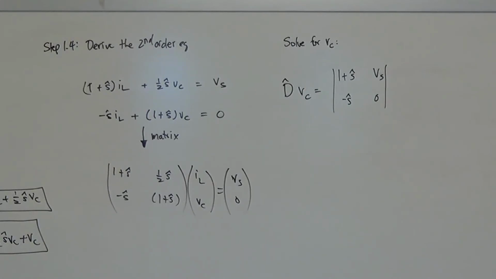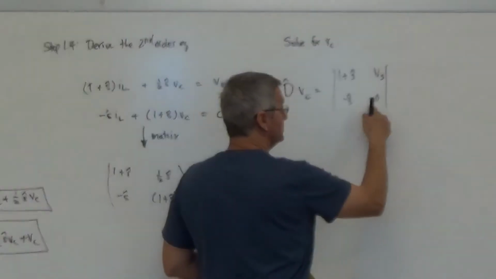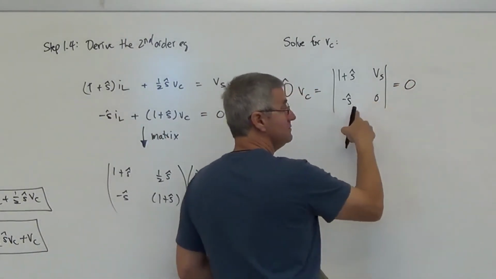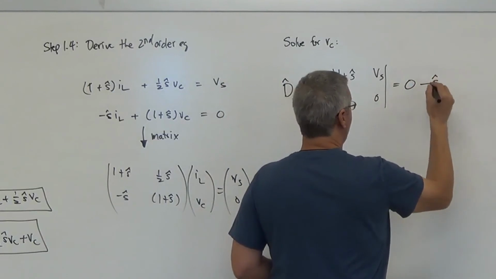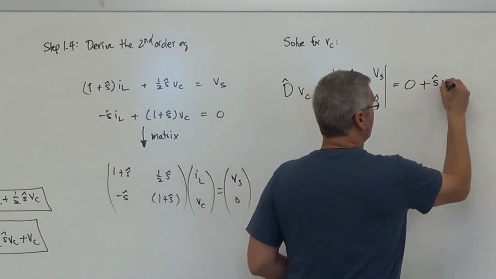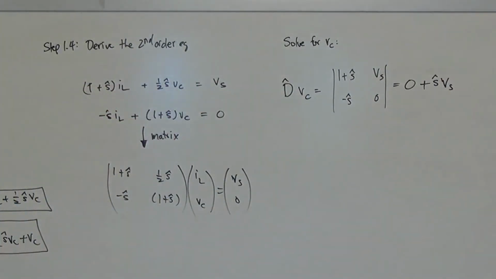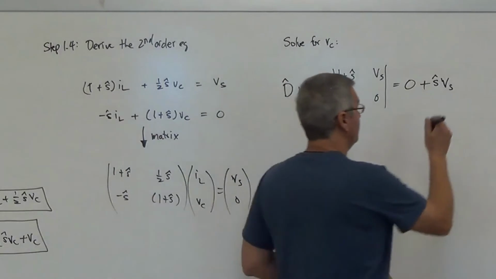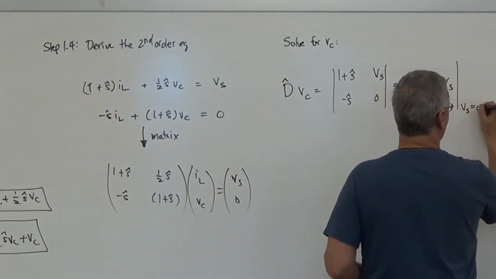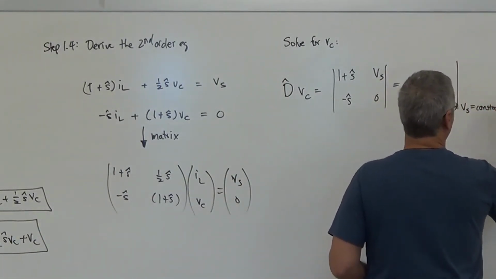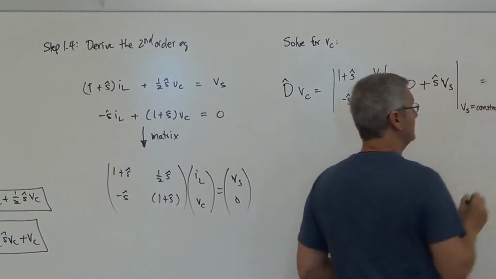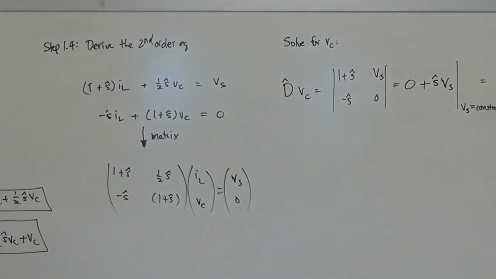So now I'm going to take the determinant. It's going to be this times 0, so I'm going to get 0. Minus minus, I get minus s hat with the plus sign times vs here. Now, if I have a constant source, so if vs is equal to a constant, then that means this guy is going to be 0. If it wasn't a constant source, then I couldn't set that to 0.